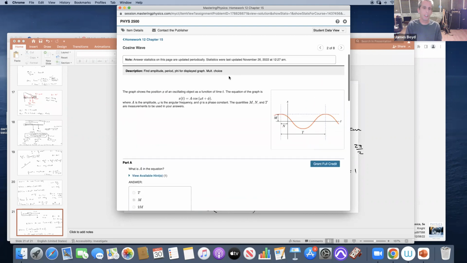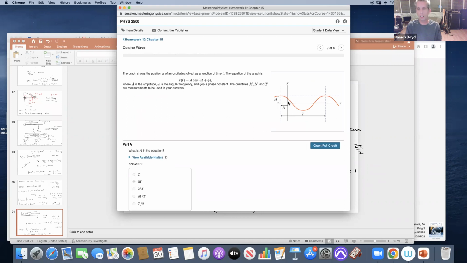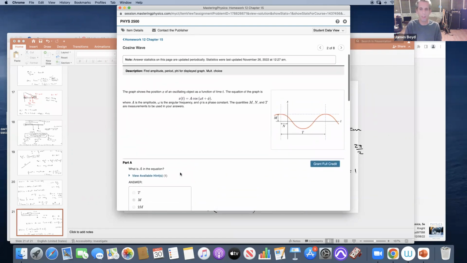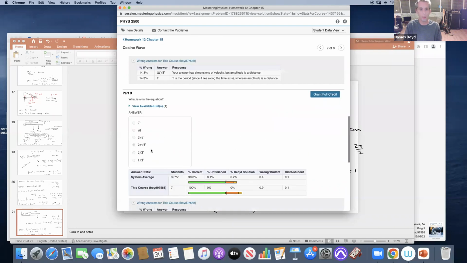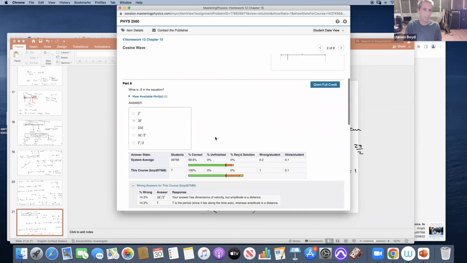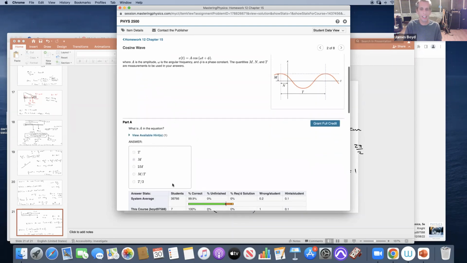Okay, so this is reading our graph here. What is A in the equation? A is the maximum amplitude of the cosine wave, or the distance from the center line. What is omega? Well, omega is 2 pi over T. And then finally, phi is actually 2 pi n over T. The reason why is that's the phase shift.